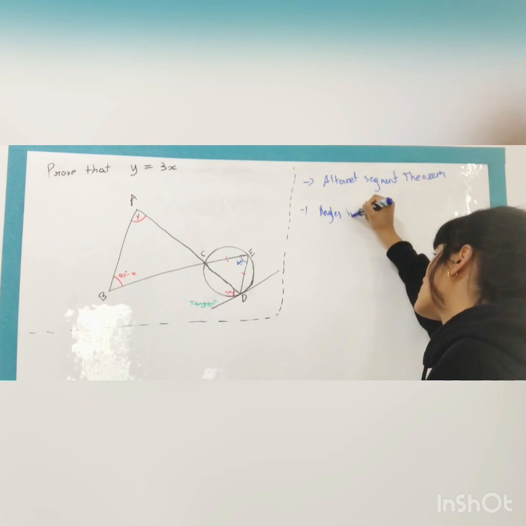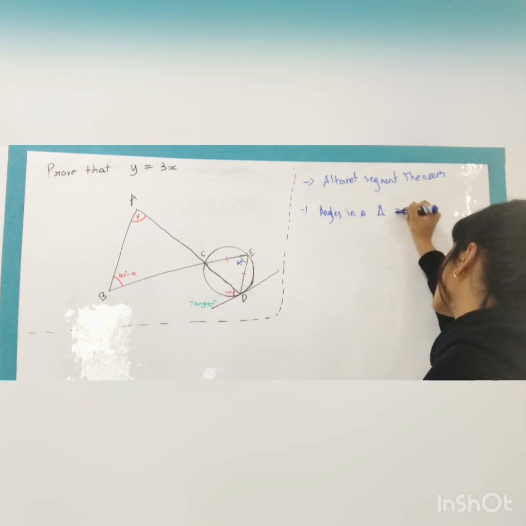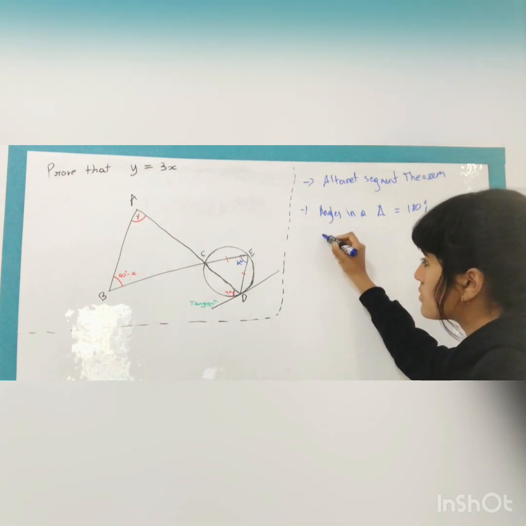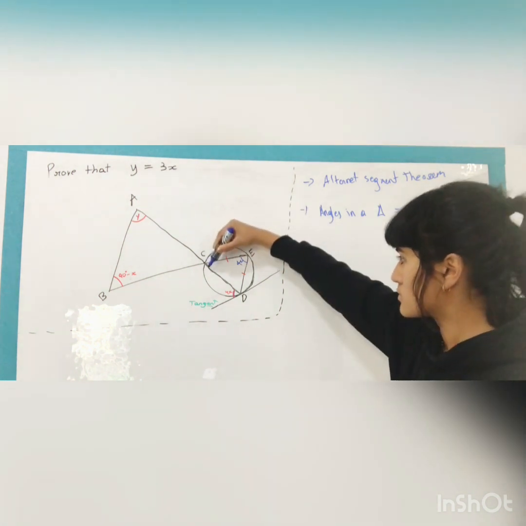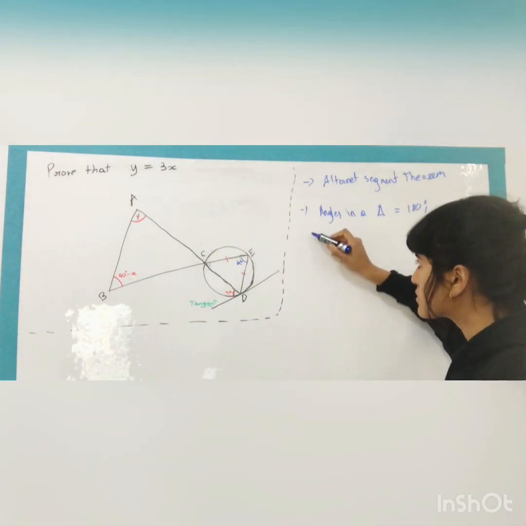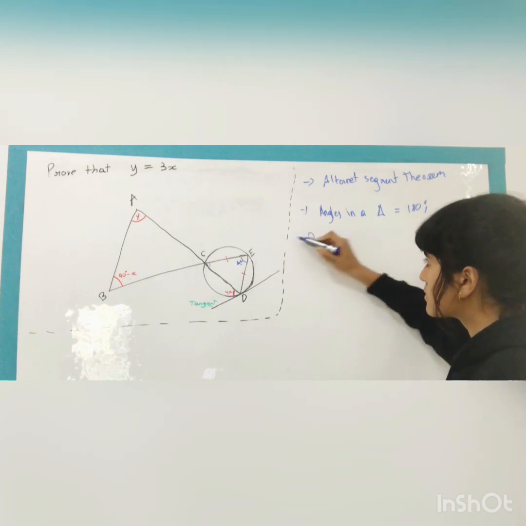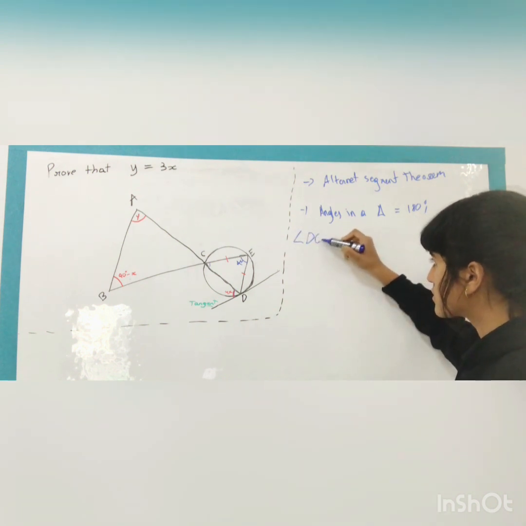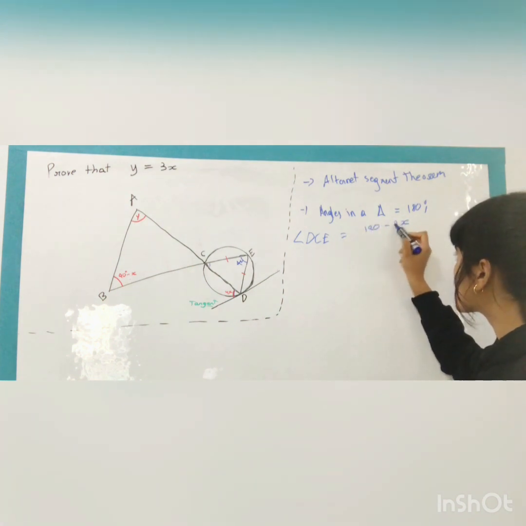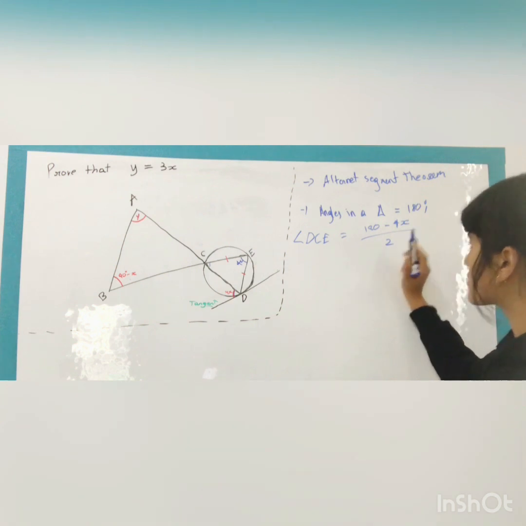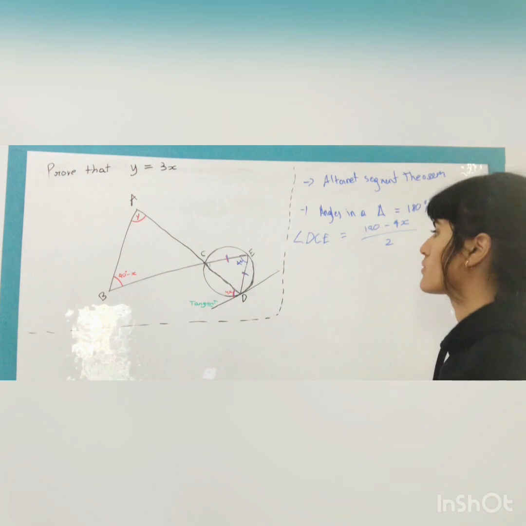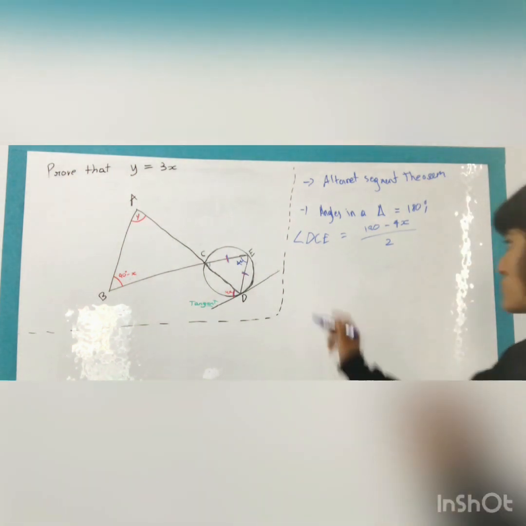Now, using angles in an isosceles triangle add up to 180, we know that this angle over here, angle DCE, would be equal to 180 minus 4x divided by 2, since it's an isosceles triangle. There you go. That's how we know, because two sides are equal, so it's an isosceles triangle.